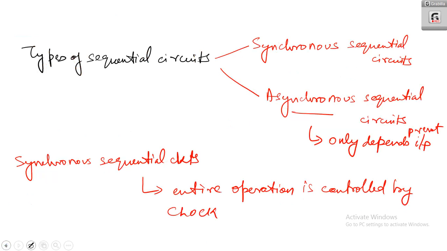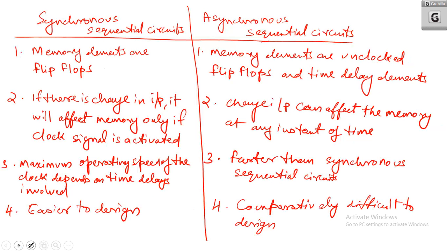Okay, so I think you have got an intro about types of sequential circuits. There are two types, synchronous sequential circuits and asynchronous sequential circuits. In synchronous sequential circuit, the entire operation depends on a clock, whereas in asynchronous sequential circuit, it not only depends on clock, but it also depends on the input.